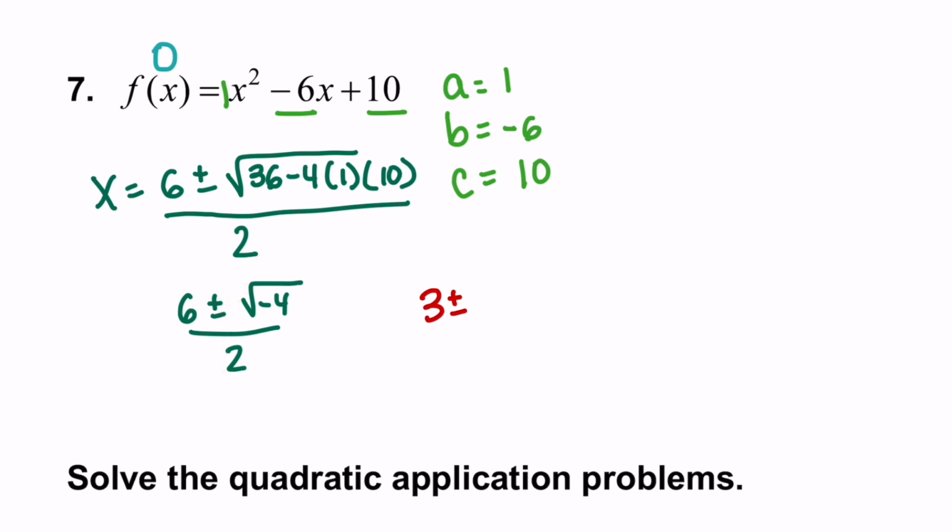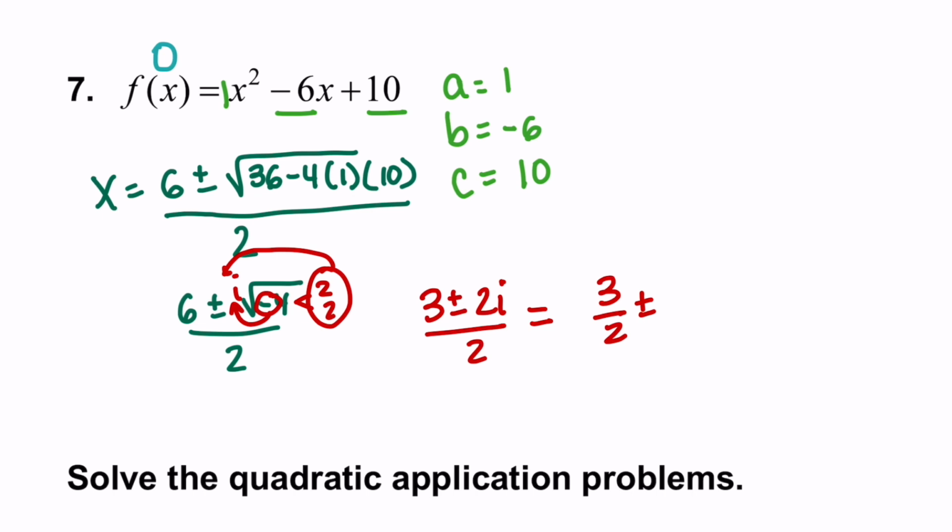let's simplify what's underneath this square root. The square root of 4 is 2, because 2 times 2 is 4. The negative comes out as an i. So we're going to have 3 plus or minus the 2 comes out with the i, so plus or minus 2i all over 2. We can simplify that to be 3 over 2 plus or minus 2i over 2. But 2 over 2 is just a 1. So this is going to simplify to just an i at the end. 3 halves plus or minus i.